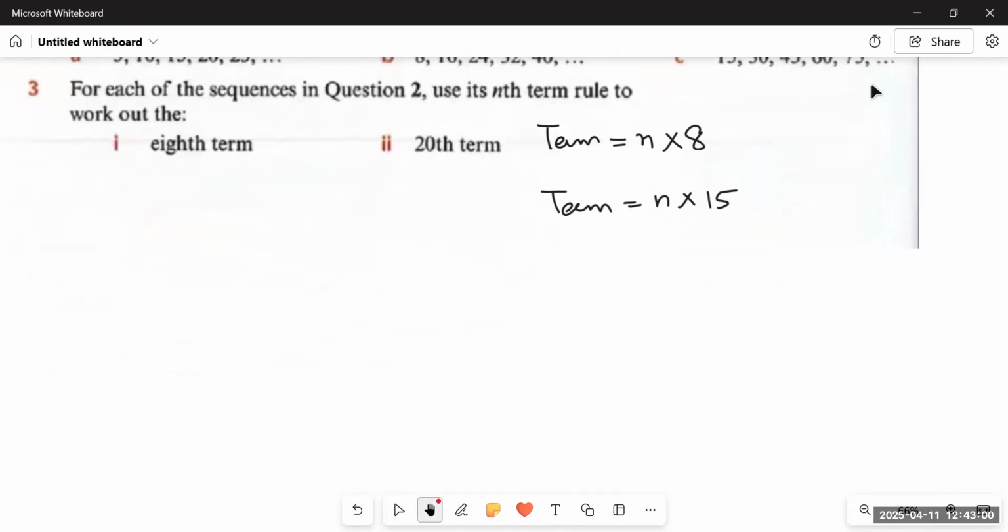Now, let's move to question number 3. Question number 3 says, for each of the sequences in question number 2, use its nth term rule to work out the 8th term and 20th term. So there we have the term rules.